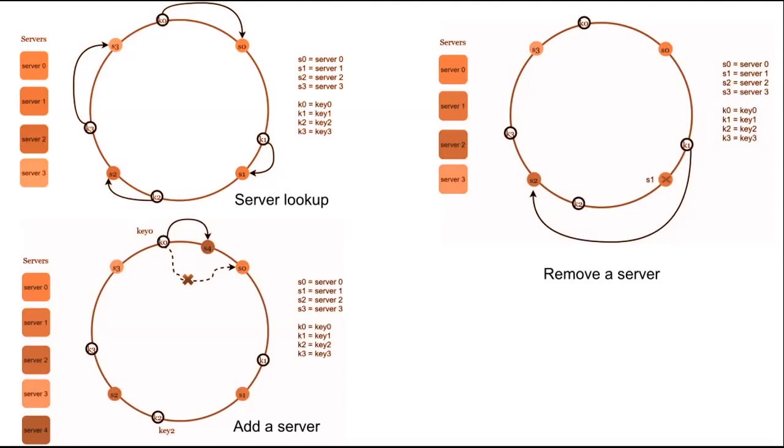So now the K1 key which was pointing to server 1 will now point to server 2. Only this change will happen. Rest of the keys will remain constant. All the other keys are unaffected when we remove a server.